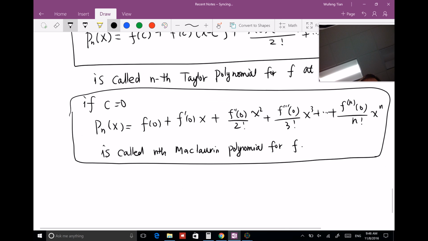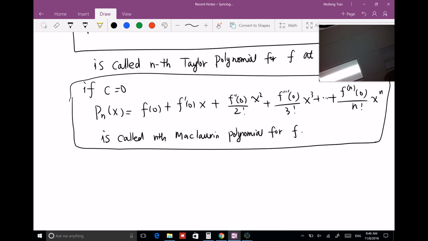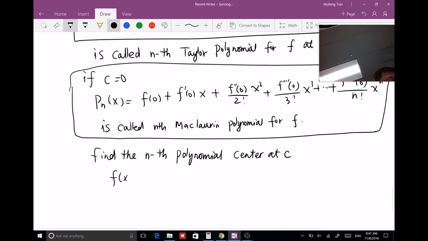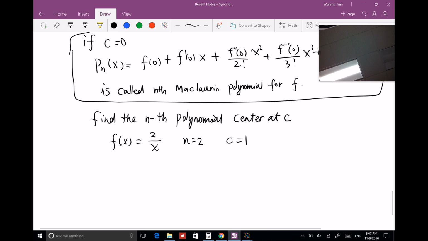So let's look at a simple example. Find the nth polynomial centered at c. For example, f(x) equals 2 over x and n equals 2, so the second polynomial, and c equals 1. Find the second polynomial centered at c equals 1 for f(x) equals 2 over x. I want to approximate this function at c equals 1.